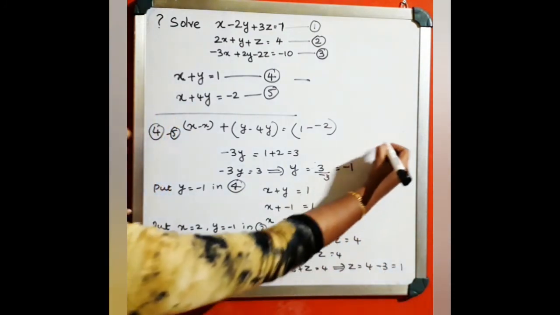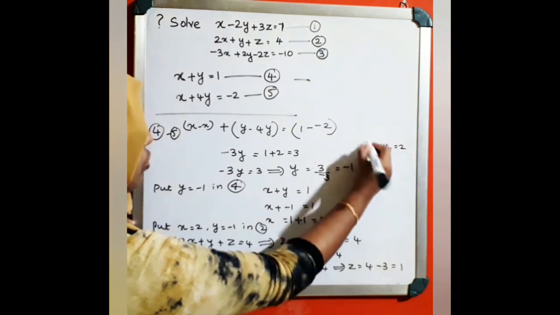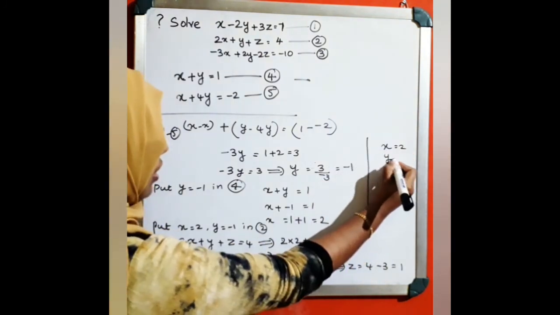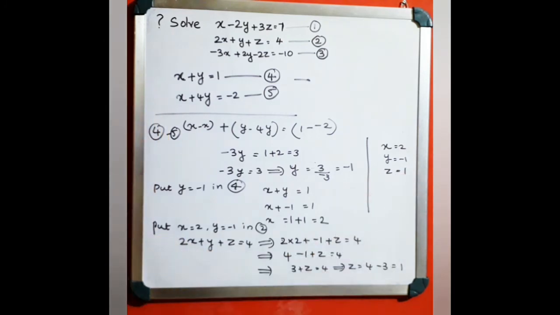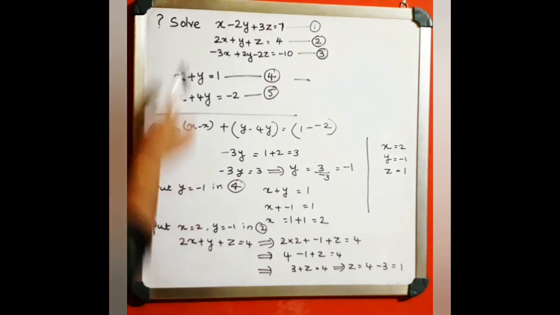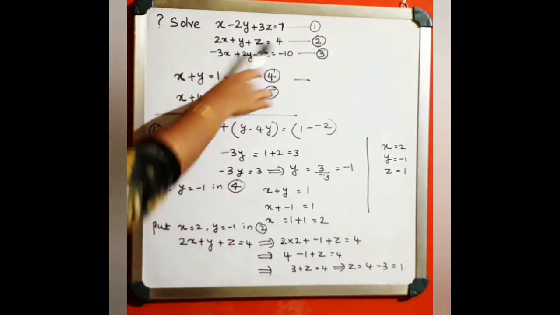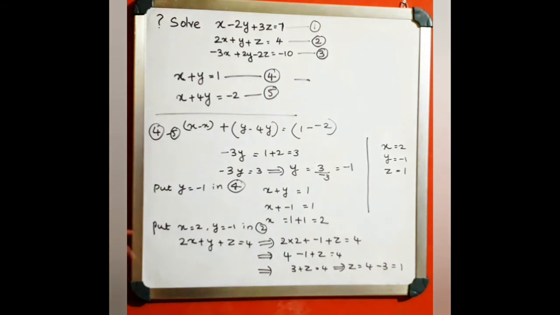So our solution is x is equal to 2, y is equal to minus 1 and z is equal to 1. If we substitute these values in this equation we get the right side. So our solution is x is equal to 2, y equal to minus 1 and z is equal to 1. Is it clear?